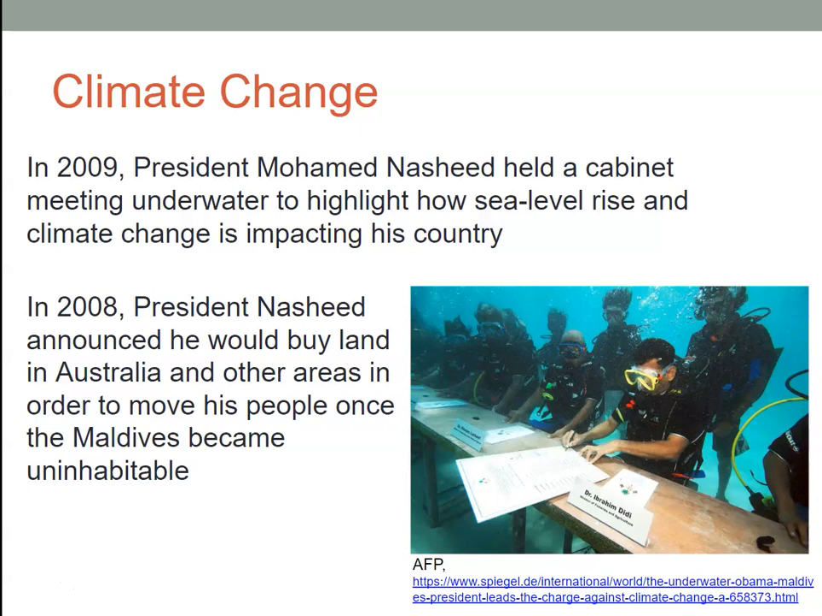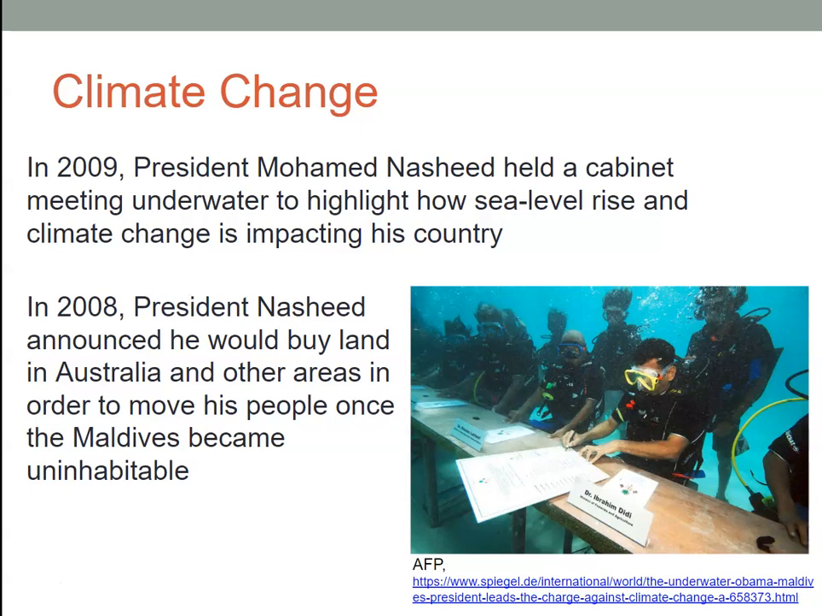And prior to this, President Nasheed had announced that he wanted to buy land. Again, I mentioned that they had a very large tourism income. They wanted to use this income to buy land. They mentioned Australia and other parts of the world to move his people once the Maldives become uninhabitable. And so Mohammed Nasheed got a lot of attention for saying, hey, my country's going to be the one that goes first. In fact, there was a joke he made during a press conference, and someone says, well, what happens if other countries don't change? And he says, well, we all die, right?